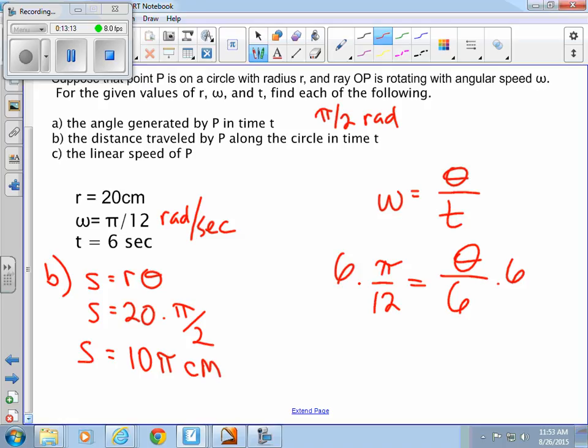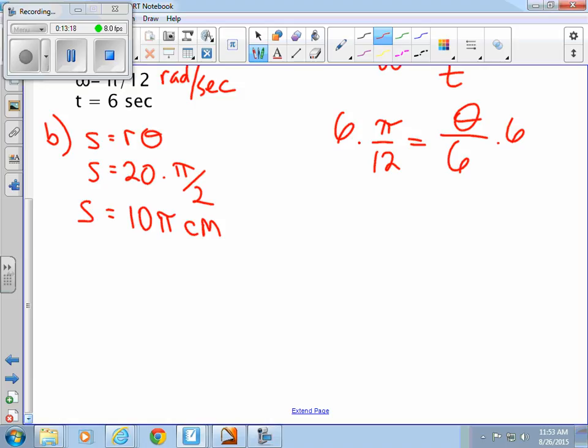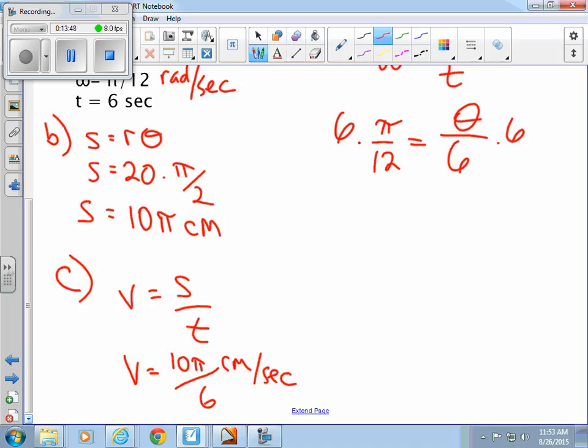And then how do you do linear speed? Distance over time, right? I have distance, don't I? What are my units on that? It's centimeters per second. Why centimeters? We got 10 pi centimeters, over 6 seconds. That's all it is. So watch those units.